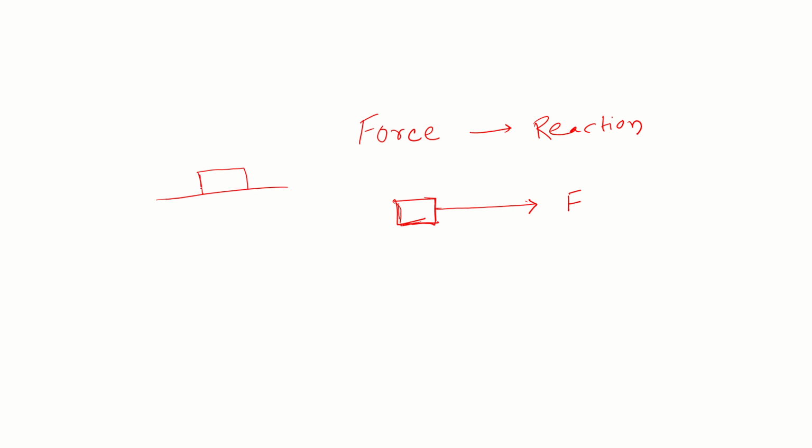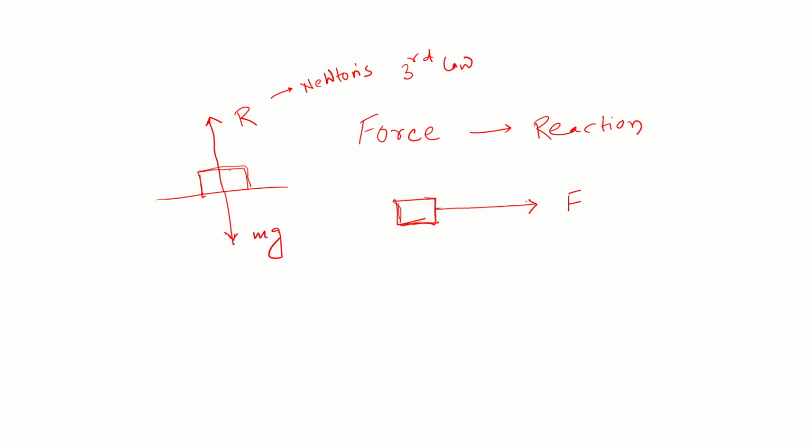Or let's say there is a table and on that table I have a block जिसका weight is mg. Now, if this block is not moving, that means what? This force is being resisted by something. So, by what? By an opposite and equal reaction force. This is Newton's third law. ठीक है? This is Newton's third law of motion.